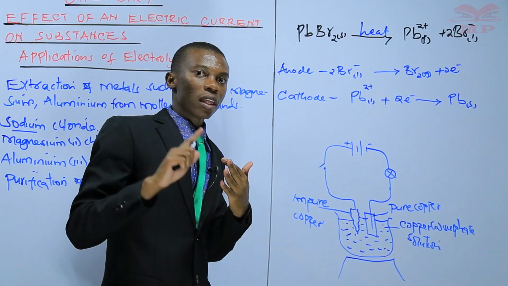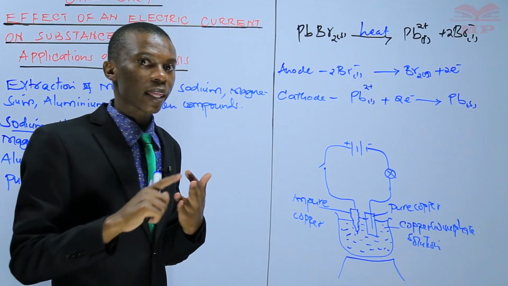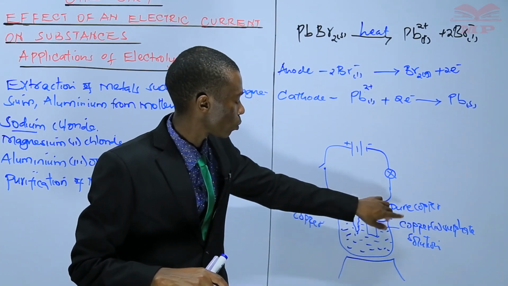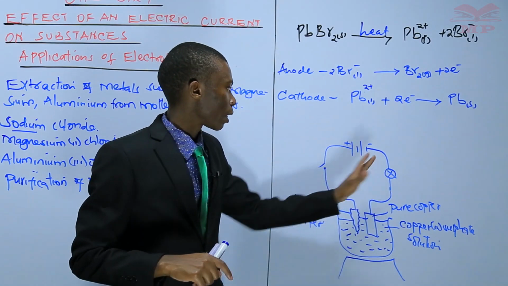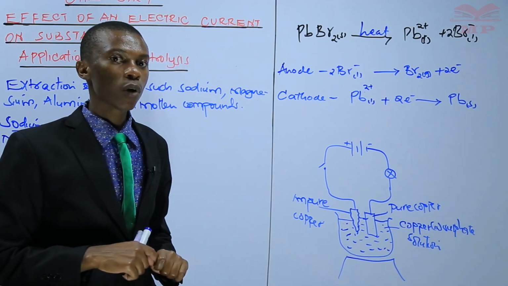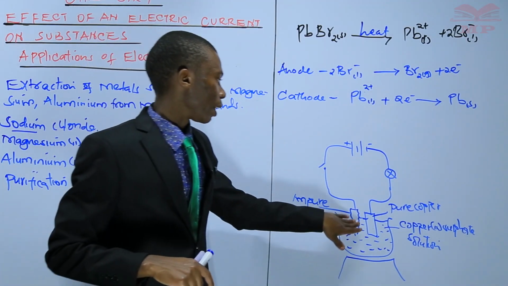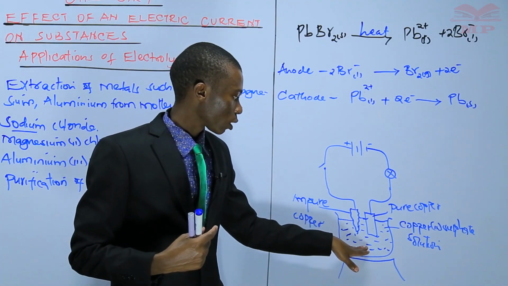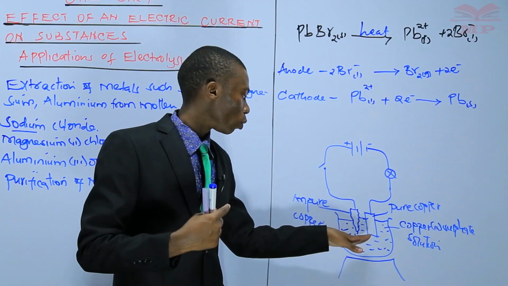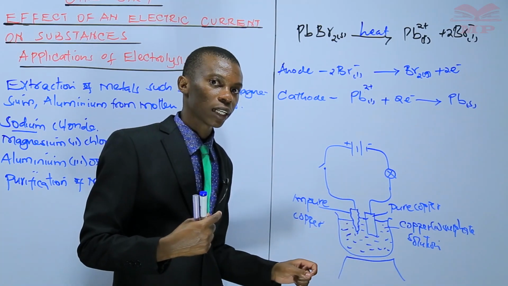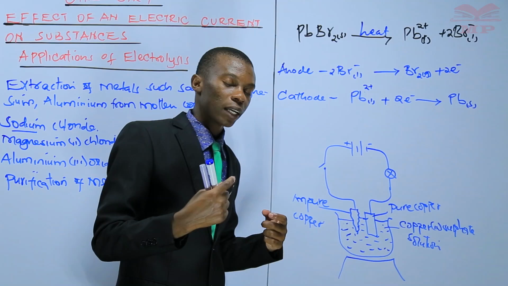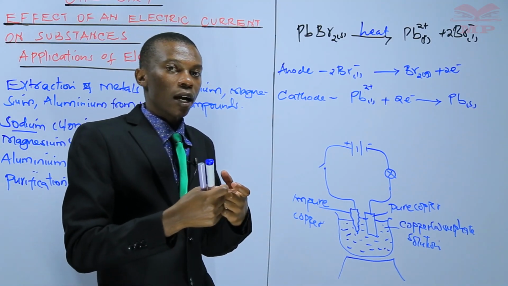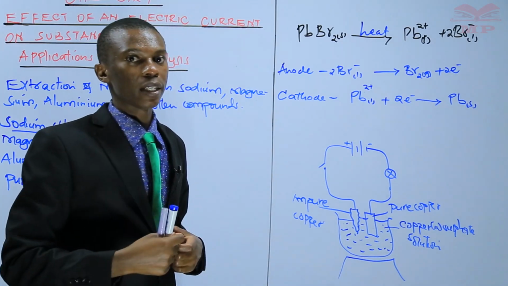Second, the pure copper should be made the cathode. So there is pure copper, which is now made the cathode, and the impure copper is made the anode. And therefore, what happens? The copper ions from this solution will be attracted to the negatively charged electrode, which is the cathode, and they will gain electrons at the cathode, and copper will be deposited.